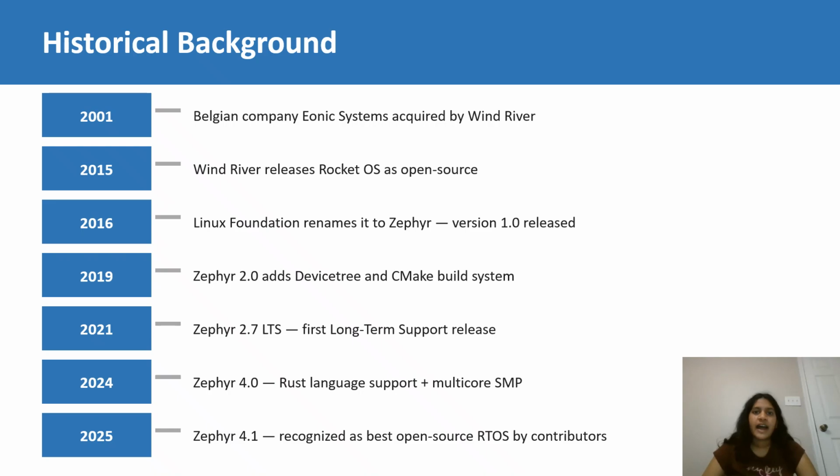Since then, it has grown rapidly. 2019 brought device tree and CMake. 2021 saw the first long-term support release. 2024 added Rust language support and multi-core SMP. And by 2025, Zephyr 4.1 is recognized by its contributors as the best open source RTOS in existence. It has gone from a donated kernel to the most active embedded OS project in less than 10 years.